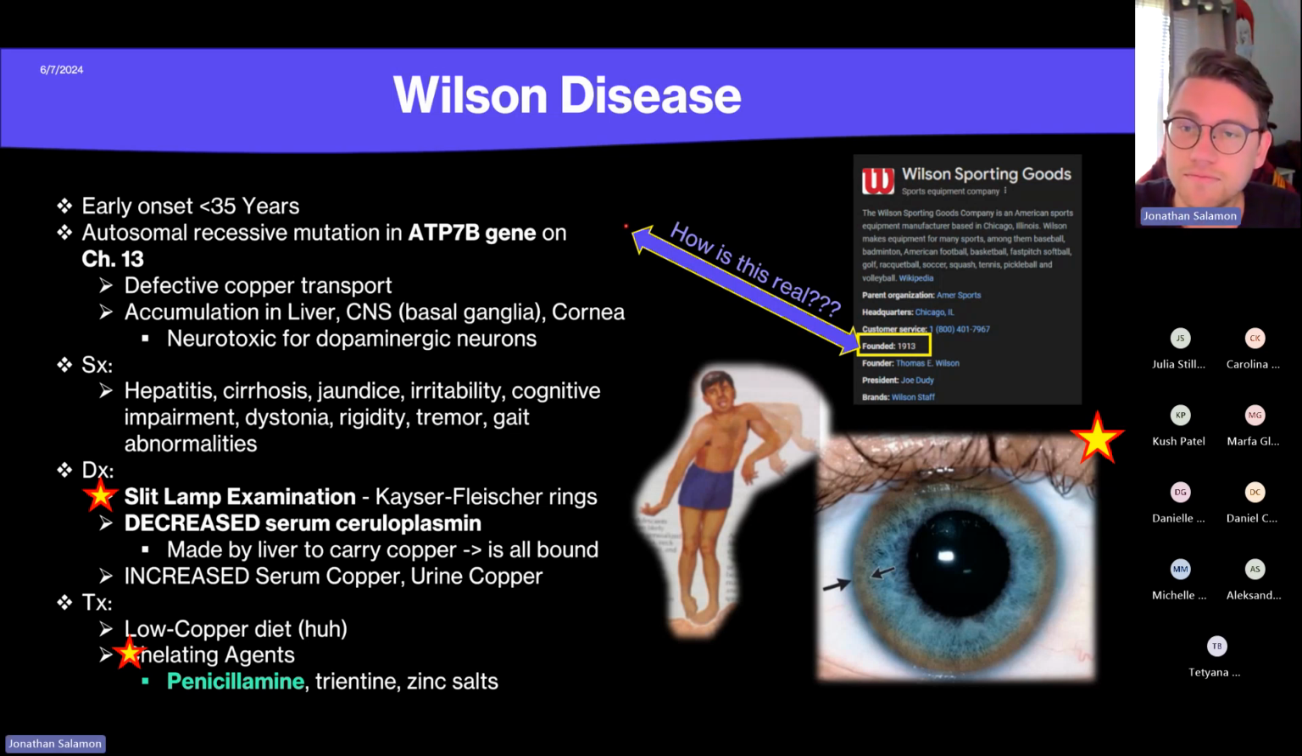Sometimes you're being silly with your friends and you're trying to think of new medicine mnemonics. Wilson Sporting Goods Company was founded in 1913. I didn't know that. You didn't know that. Nobody knows that. But you're going to know that now because it's stupid. How stupid is that? Wilson's disease, chromosome 13. Wilson Sporting Goods store, founded in 1913. How stupid. I hope you guys remember. I hope you guys get a question out of this.